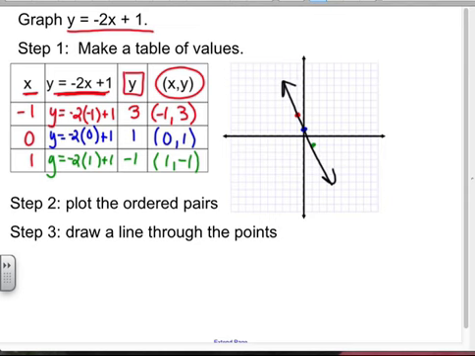Straight line. Yay! It's a linear equation. So I made my table of values, I plotted the ordered pairs, and I drew my line through the points. And lo and behold, it was straight, as it should be, because it's a linear equation.